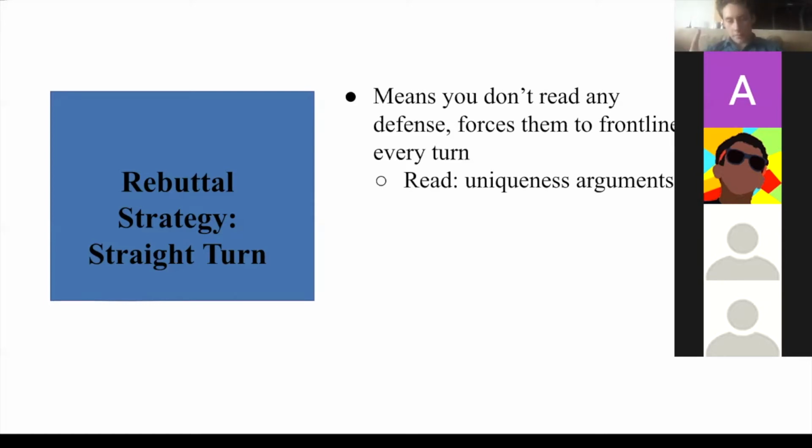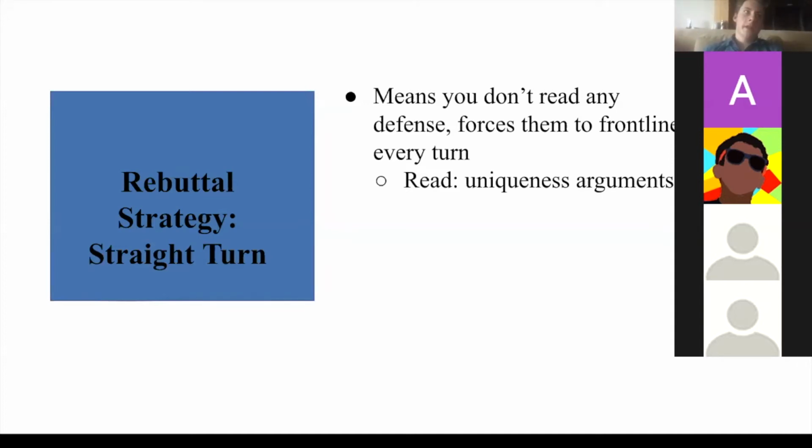The first reason is that reading uniqueness arguments functions as defense against a contention. And secondly, it also functions as weighing for your turns against that contention. So if you're confused, let me explain how this works with an example.